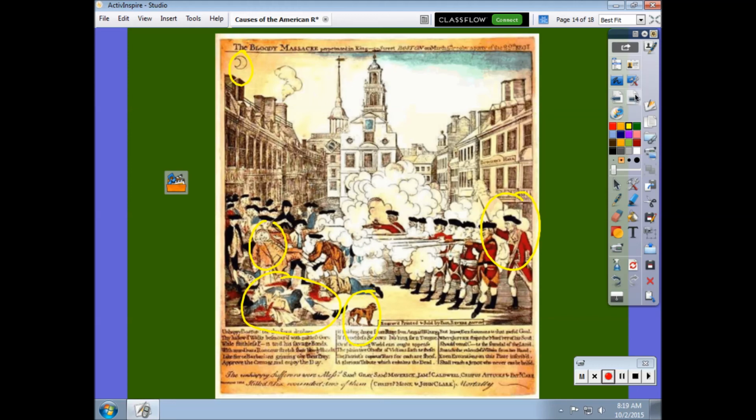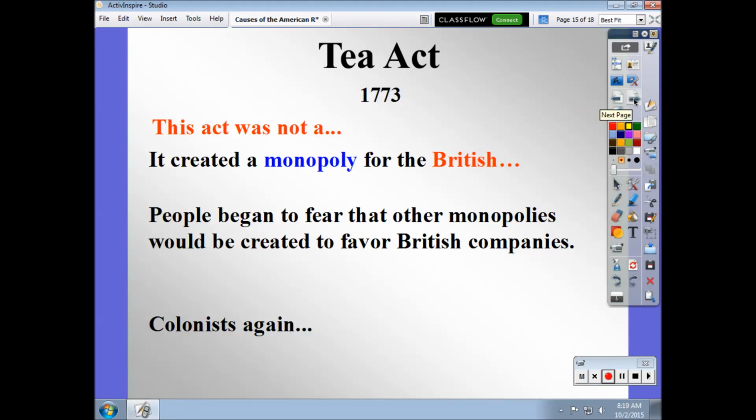Maybe it is. The Tea Act passed in 1773. This is not a tax. And this is one of the few acts where the British government is not going to tax the colonists directly. And here's part of the reason, and really something that's important. When the Townshend Acts resulted in all this violence, the Townshend Acts were repealed, except for the tax on tea.